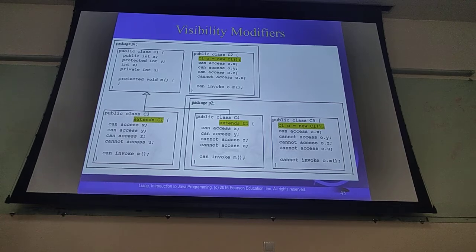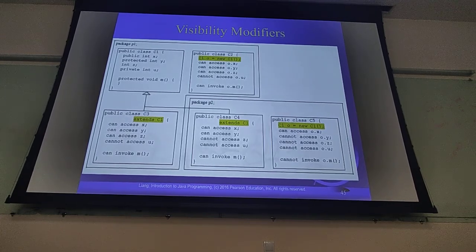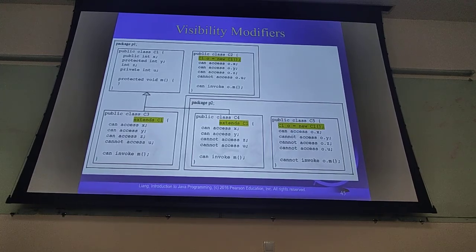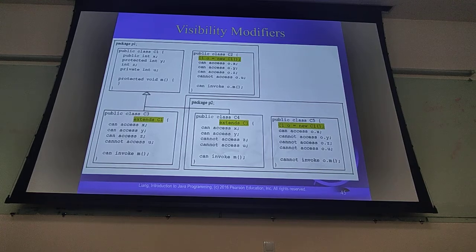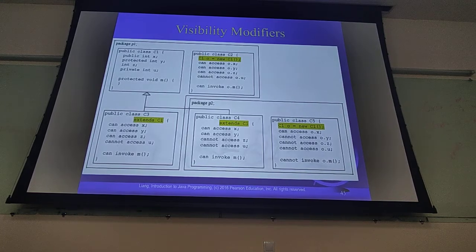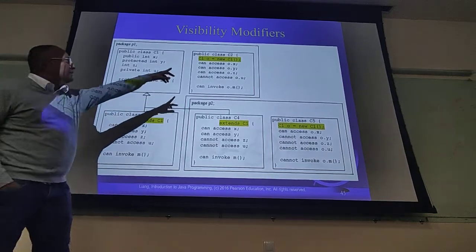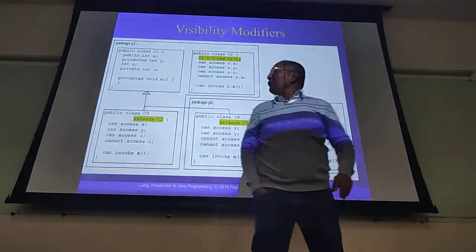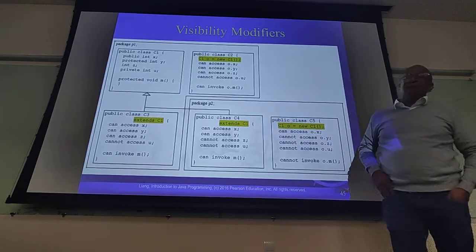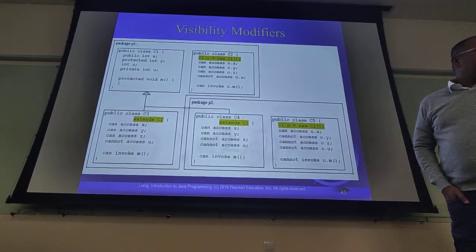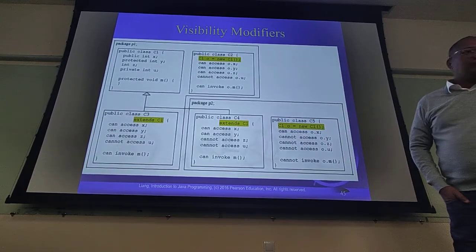Okay. So in the C1 class, it's a public class, okay? It has integer X public, protected Y, default Z and private U. And we have a protected method M. Okay, here in the C2 class, can you create an object of C1? Yes, you can. This is correct. Public and inside the package, no problem.